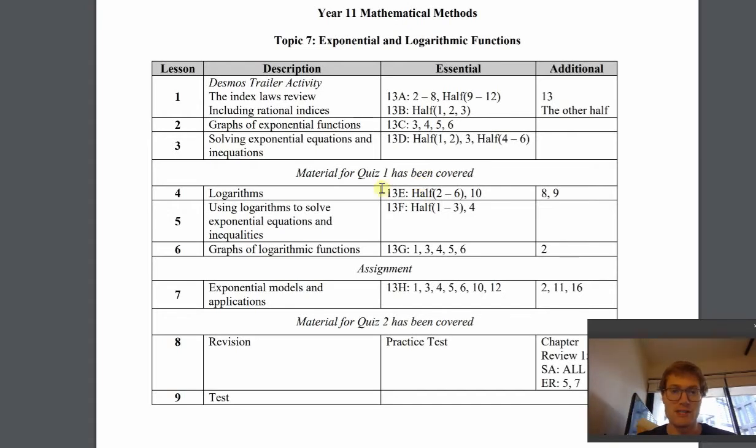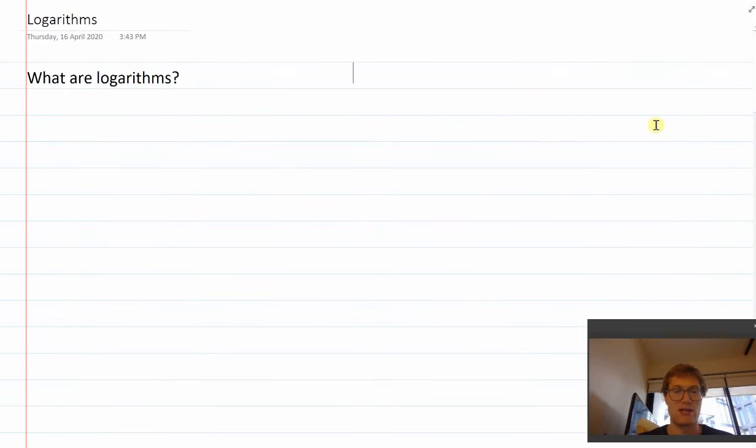Alright, this video is intended to cover both lessons 4 and 5. It'll talk about what logarithms are and get you used to using them, and then it will also mention how to actually solve equations using logarithms, and particularly we're going to look at some log laws as well. So it's a 2-lesson-in-1 video. Well, let's just get stuck straight into it.